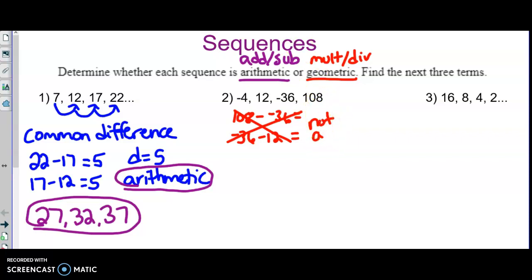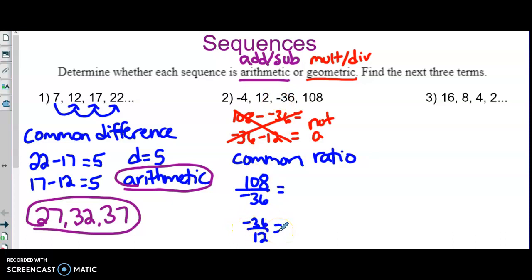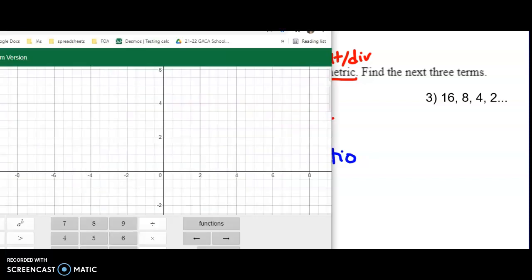So now let's try to find a common ratio. A common ratio means that you start with the back number and you divide it. So we're going to try in our calculator 108 divided by negative 36, and then negative 36 divided by 12, and see what they equal. If those are the same, then it's geometric. If those aren't the same, then it's not arithmetic or geometric. So let's try it.